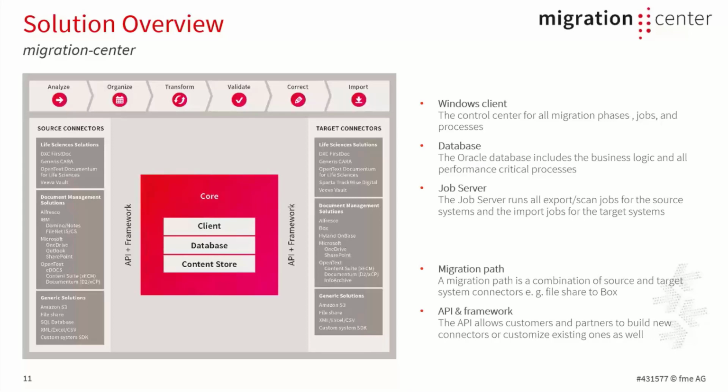So yeah, we are at the solution overview. This is basically how Migration Center is built. It consists of 3 components. We have a central database in the middle of the picture, and we have a job server, which is a scalable unit and can be installed many times if you want high performance. And then we have a client, one or many, to control the whole migration. So the client is really the only contact point.